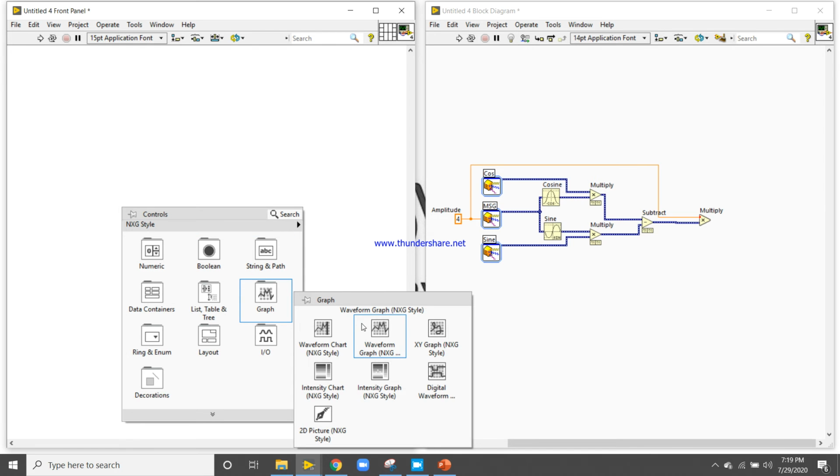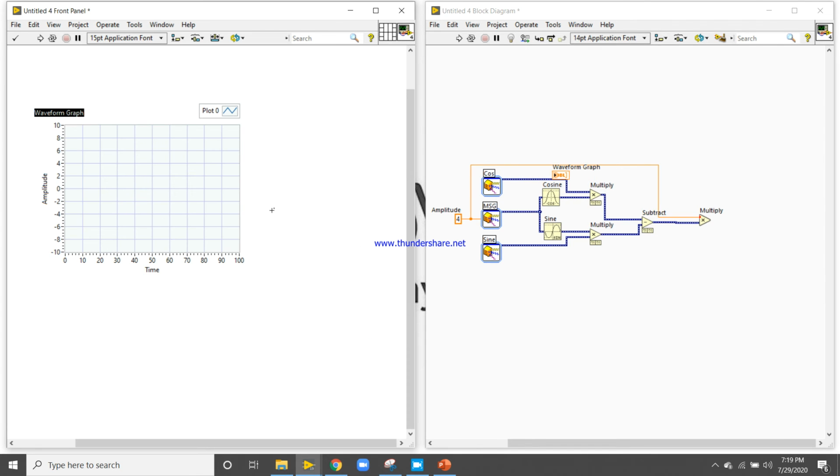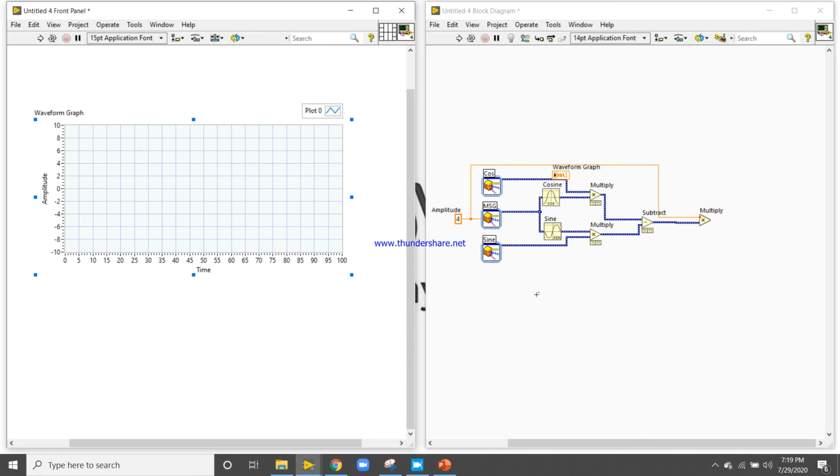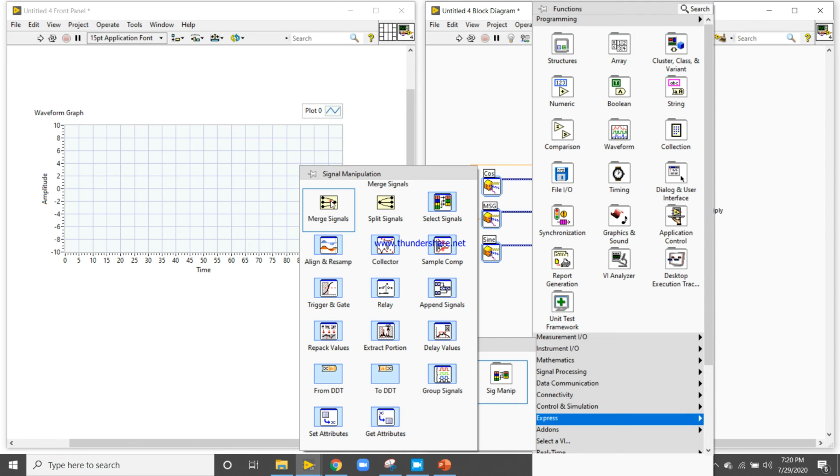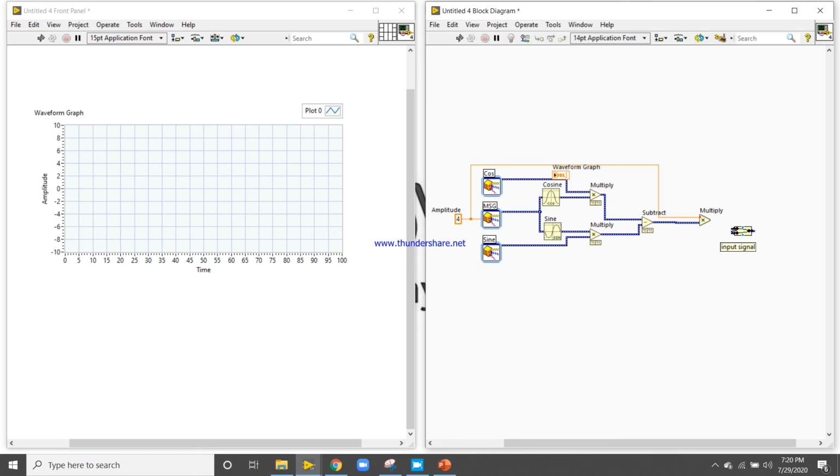Come into the front panel, right click, take a waveform graph. In this waveform graph, we will try to check the output. So for that, right click, come into the express VI, manipulation, merge signal. The first one will be my main output, and after that this will be my message signal. This one is the waveform graph.